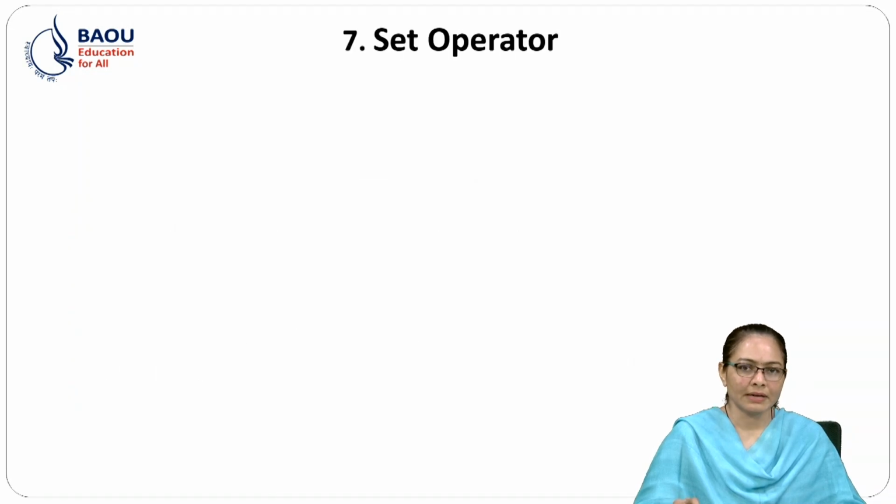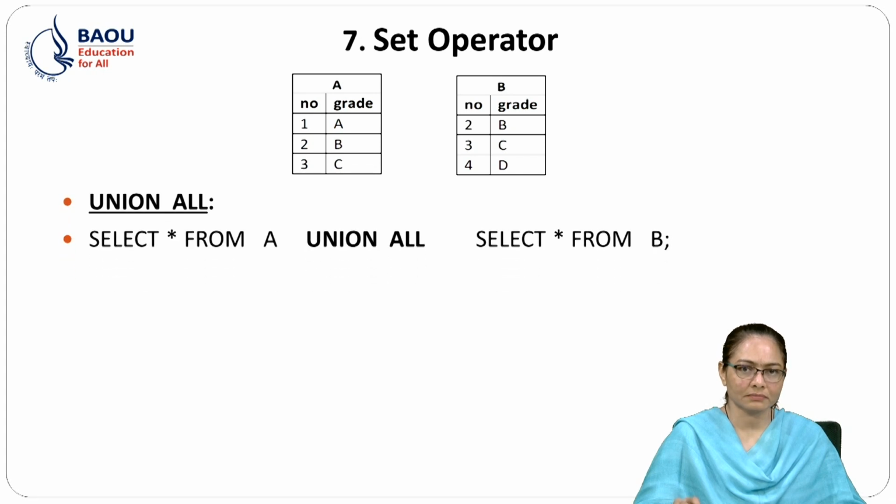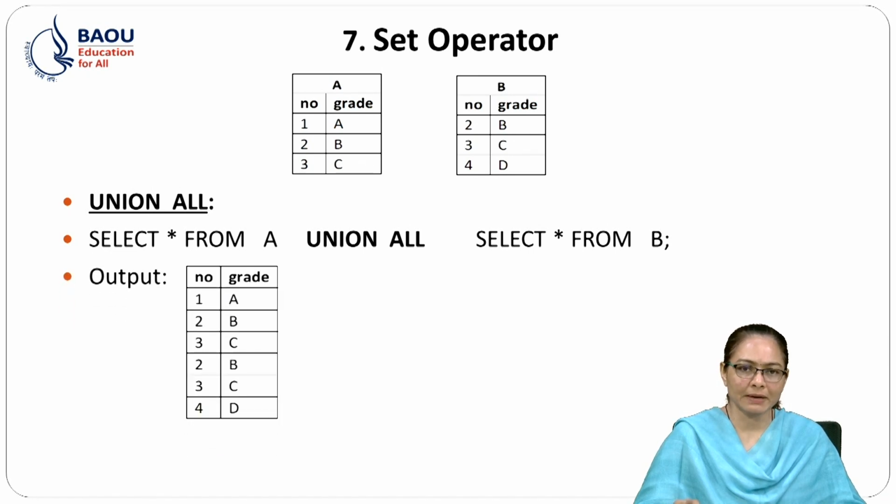Now the next one is the union all. See, select * from A union all select * from B. The output of this query will display the combined data of both tables, but it will repeat. The union does not repeat the data. Here union all repeats the data. So it is called the union all.